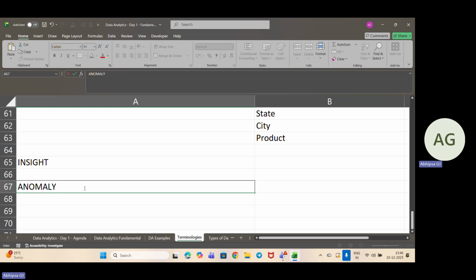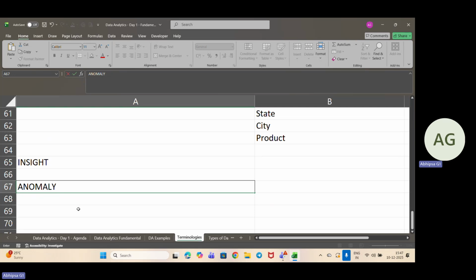What is an anomaly? An anomaly is a weird or unexpected value. Suppose I am talking about sales data, and the sales data are going very well over the year, but suddenly in a specific month or a specific quarter, there is a sudden drop in the sales out of nowhere. That is called an anomaly. Anything that is weird or not expected, the value that we are getting, is called an anomaly.